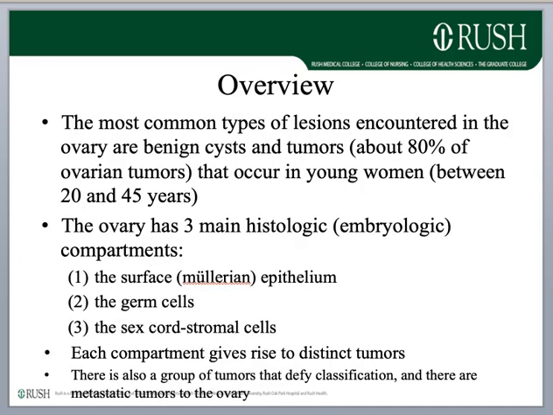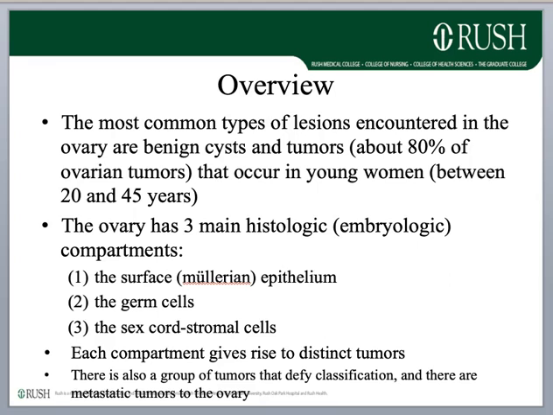The most common types of mass-like lesions encountered in the ovary are benign cysts and tumors, about 80% of ovarian tumors, and these typically occur in young women between 20 and 45 years of age. Now, we talked about benign ovarian cysts back in the course on sexuality and reproduction, and hinted at the fact that there are indeed tumors of the ovaries, and that's what I'm covering in these series of presentations.